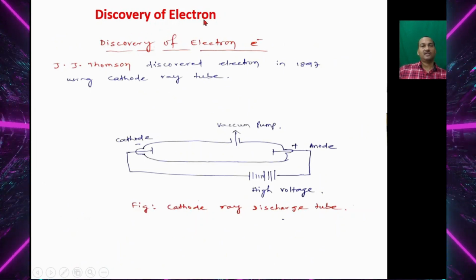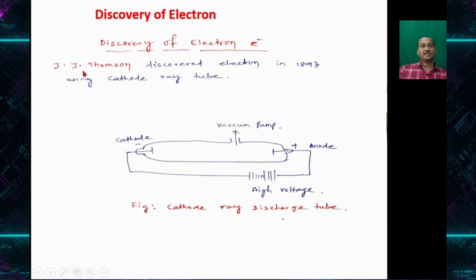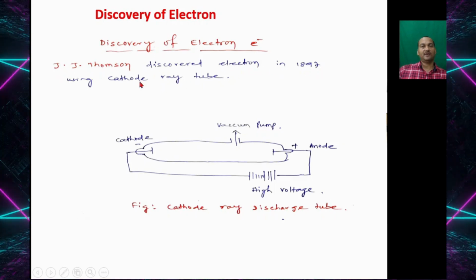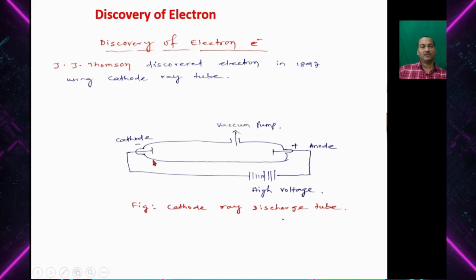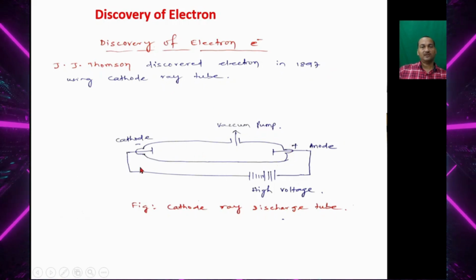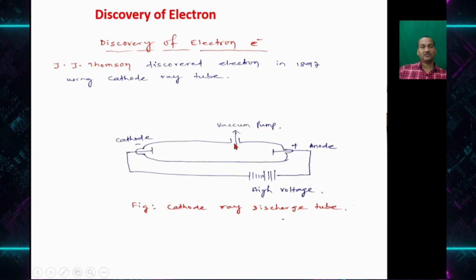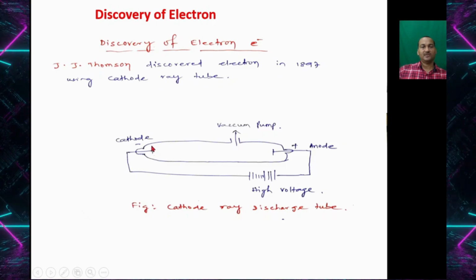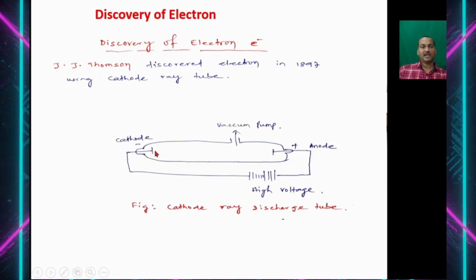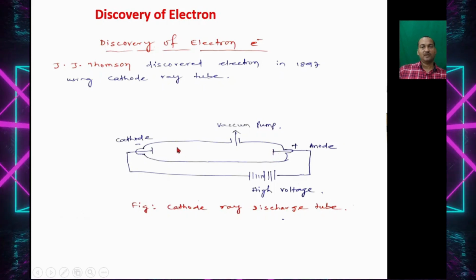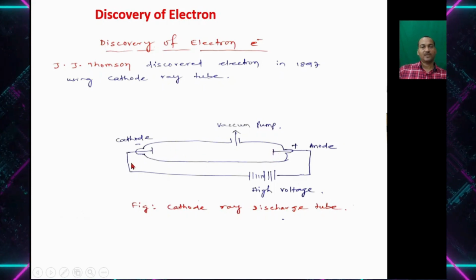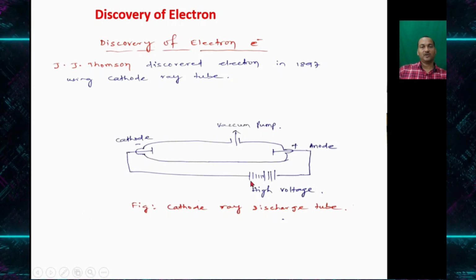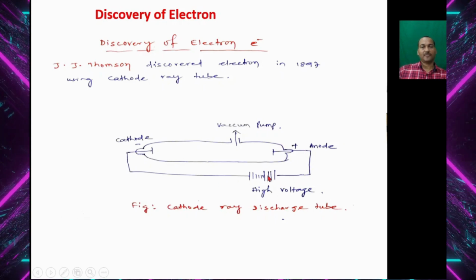So let's talk about the discovery of the electron. Sir J.J. Thomson discovered the electron in 1897 using a cathode ray tube. This is the sealed glass tube. This side is connected to a vacuum pump, and this side is the metal rod. This is the cathode and this is the anode, and it is connected to a supply of high voltage.